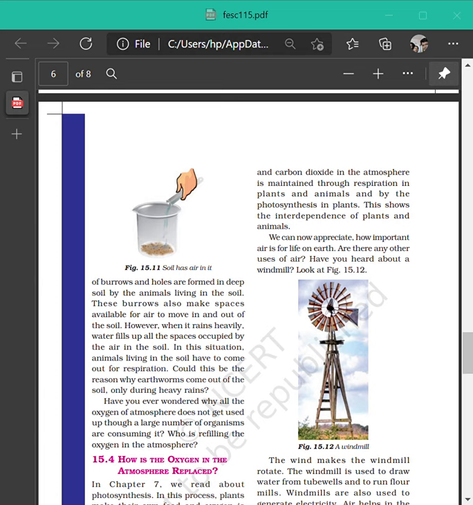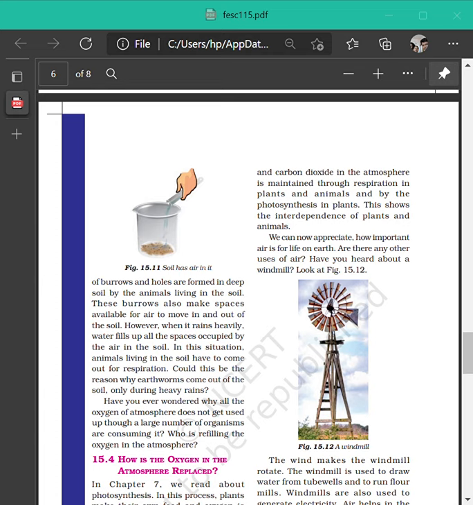Why do earthworms, or the living organisms that are present inside the soil, living in the burrows, come out after a heavy rain? Because the water is heavier, it will go down and take the space that has been occupied by air. As a result, they are not able to breathe because they are not able to get the air inside the soil, and now they have to come out to breathe.